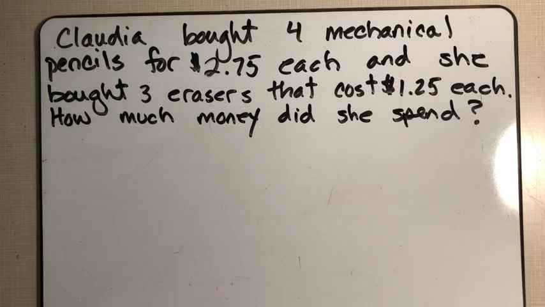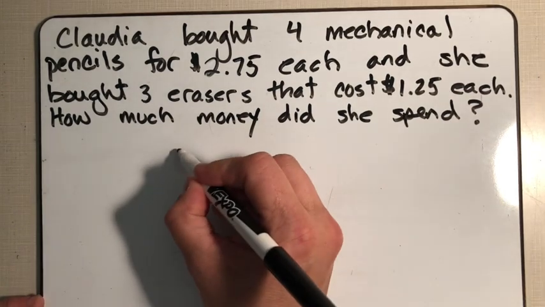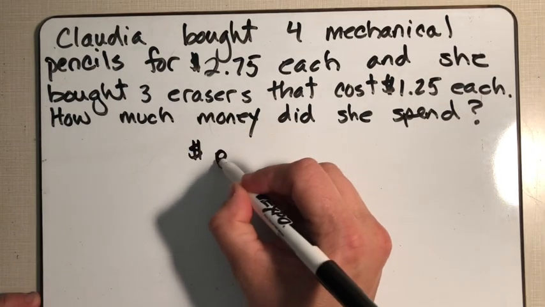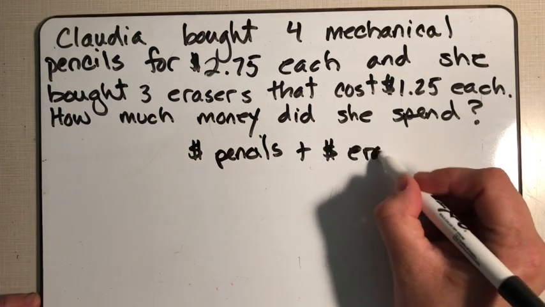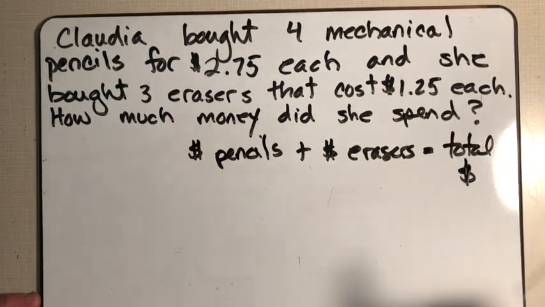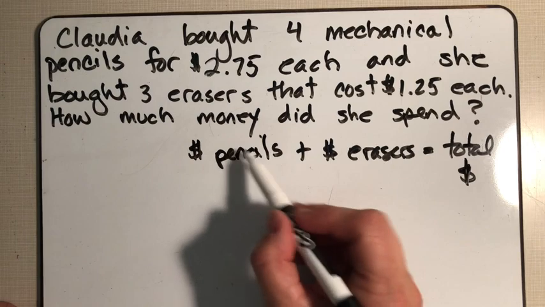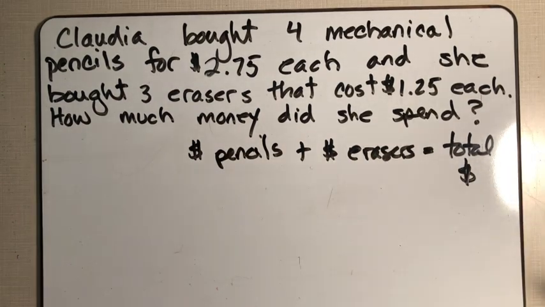Claudia bought 4 mechanical pencils for $2.75 each, and she bought 3 erasers that cost $1.25 each. How much money did she spend? So she bought 2 different types of things, mechanical pencils and erasers. So I know that the money she spent on pencils plus the money she spent on erasers is going to be equal to the total money, right? So if I can figure out how much money she spent on the pencils and then add that to the amount of money she spent on the erasers, I'll have all together how much money she spent.